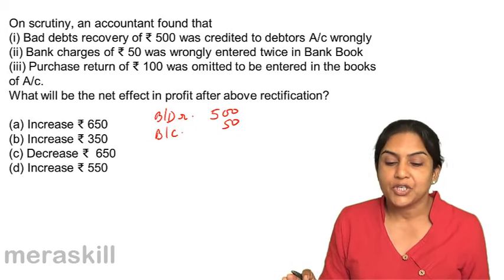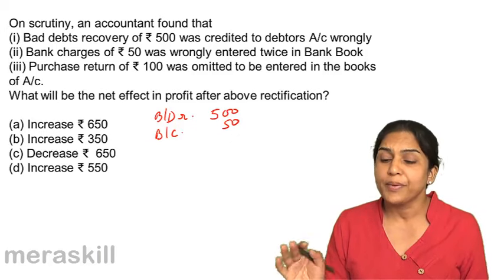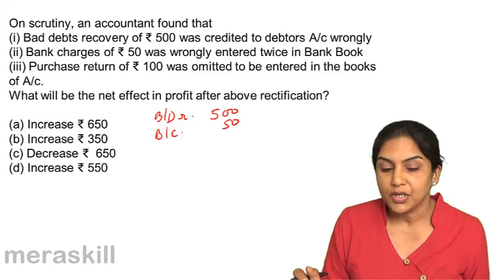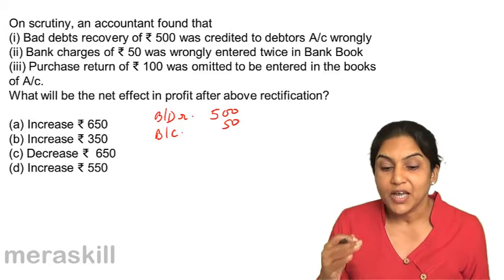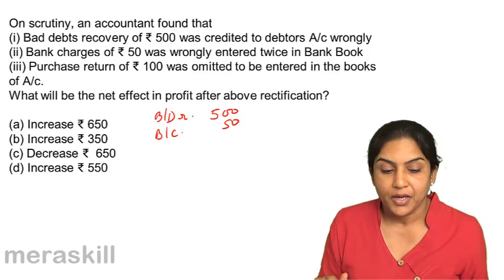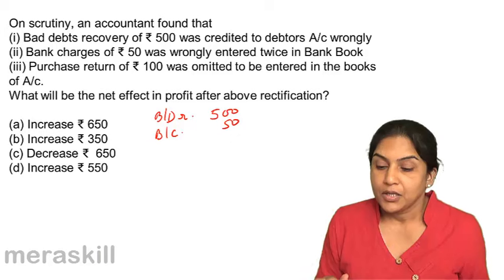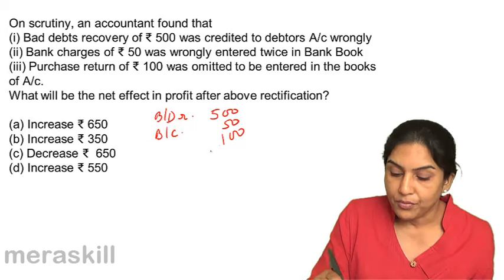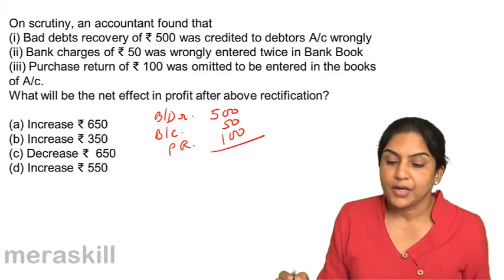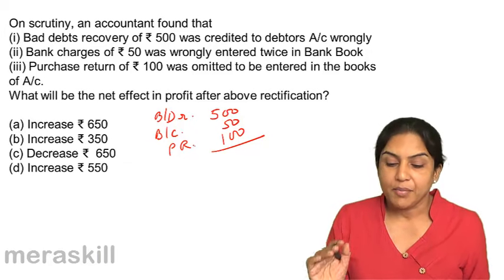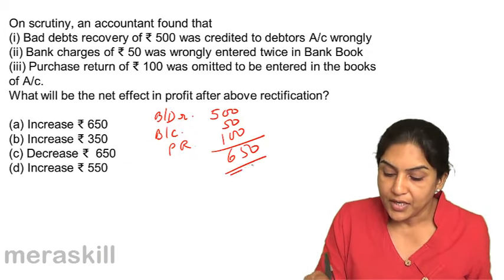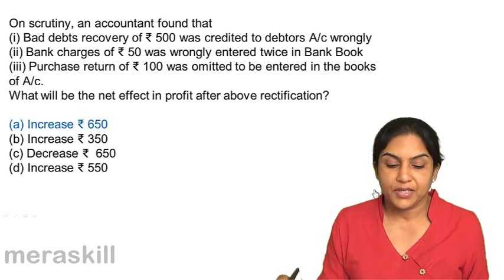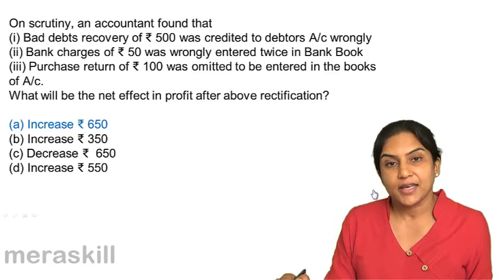Purchase return was omitted to be entered in the books of account. Purchase return of 100. What is purchase return? Purchase return is a reduction of my expense. Therefore, it is an increase in profit. This was not entered in the books, so now I am entering it. Again, my profit will go up by 100. Total increase in profit after rectification should be 650. Correct answer A, increase 650.